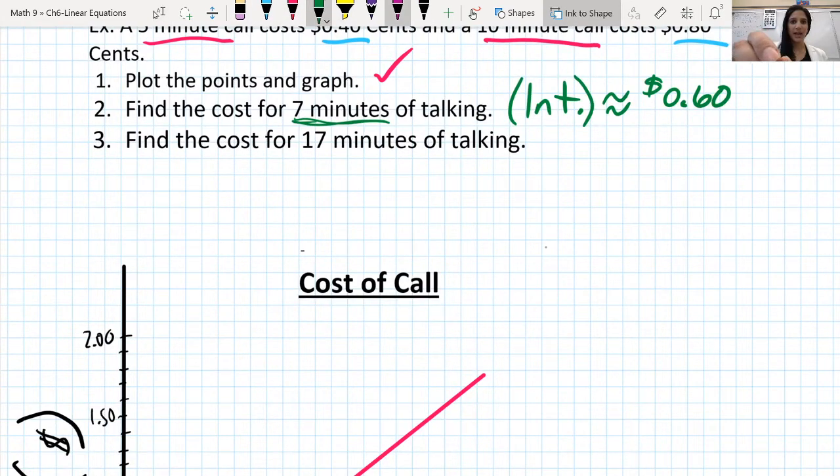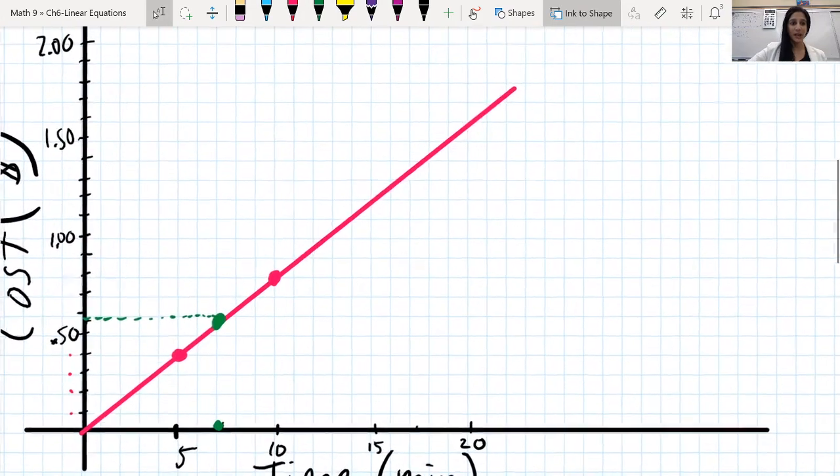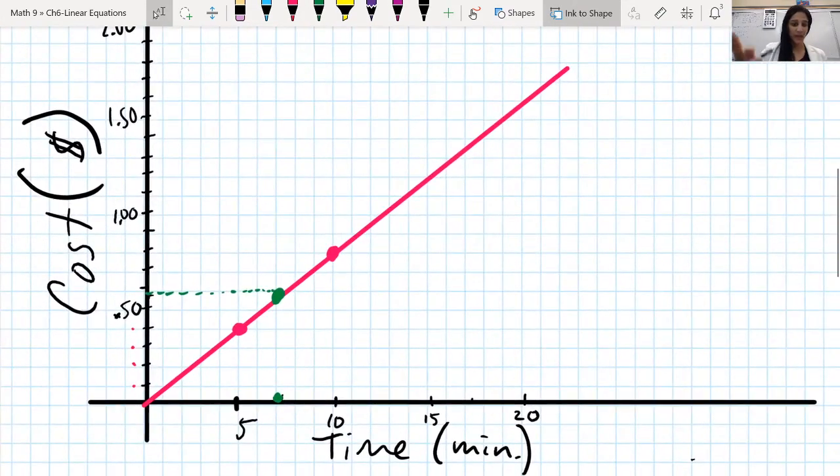Okay, so then the next one is asking us for the cost at 17 minutes of talking. So again, I want to zoom in on my graph and go to where the 17-minute mark is. On my graph, here's 15, so 16, 17 is going to be about right here. When I go to the 17-minute mark, I want to go up here approximately. It really is approximate, because you would use a ruler to get as accurate as you can with these points, but we're looking roughly to see where it would be.